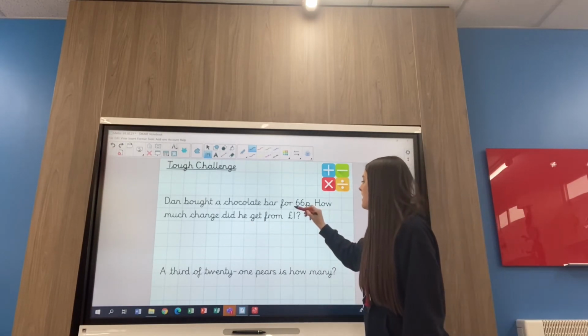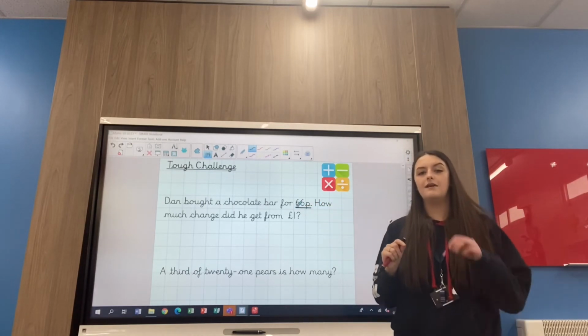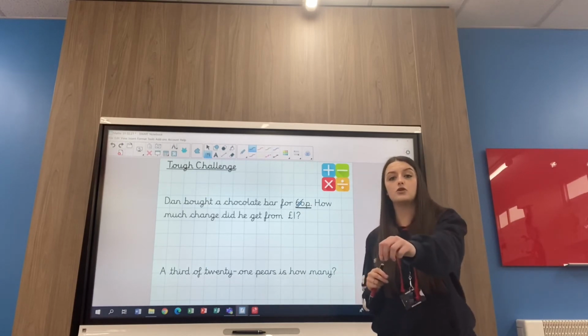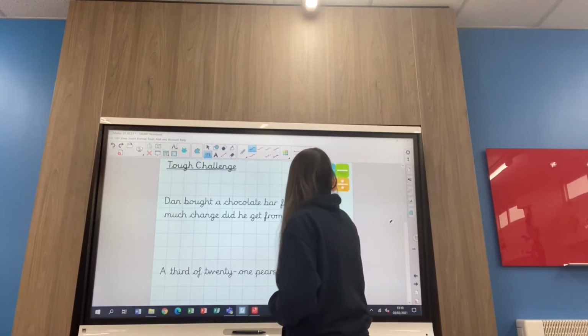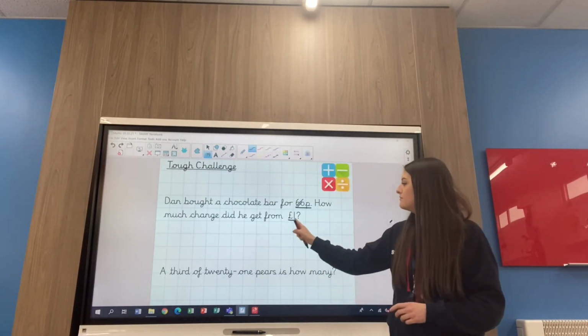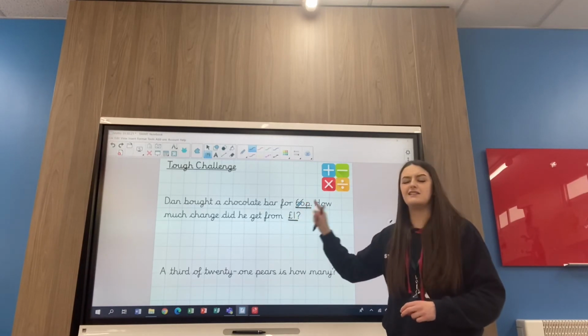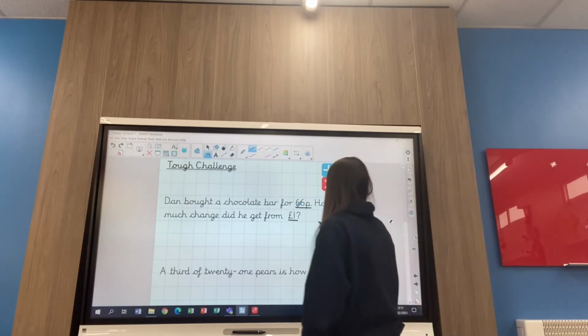So he's bought a chocolate bar for 66p. But when he went to buy it, he didn't give them 66p, he gave them £1. So we need to work out what change he gets back from his pound, okay? Now, I've got pounds there and pence. So how many pennies are in £1? If you said 100, well done.